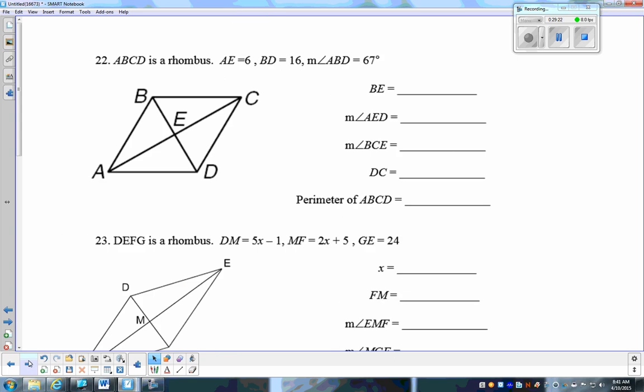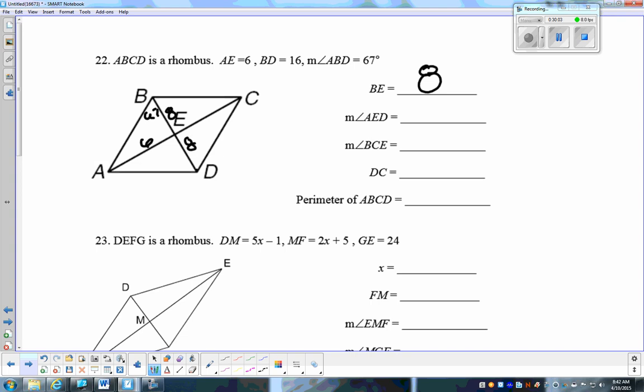We have, if ABCD is a rhombus, AE equals 6, BD is 16, and ABD is 67. We want to find the lengths. We know this entire thing is 16. So we can find the length of BE. Well, since a rhombus is a parallelogram, we know that BE is half of BD, so BE is 8. So let's put that on there.